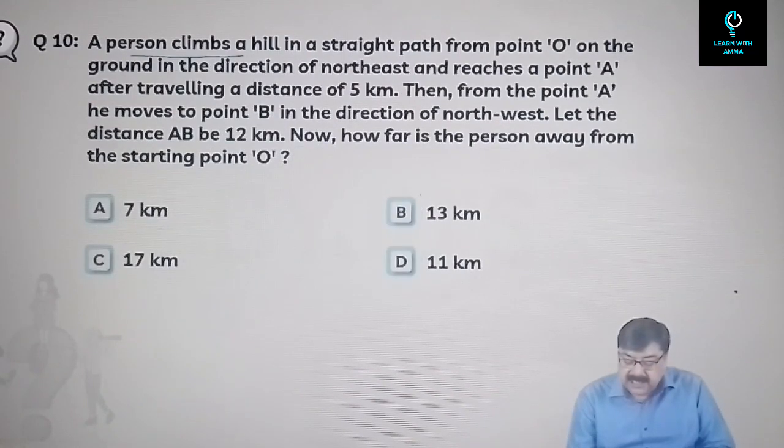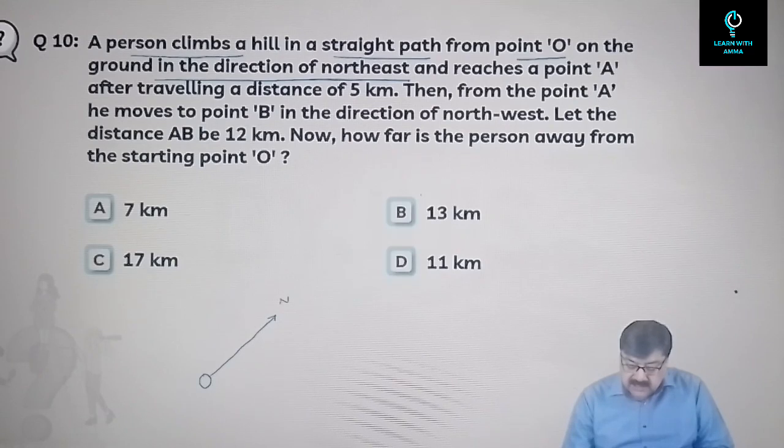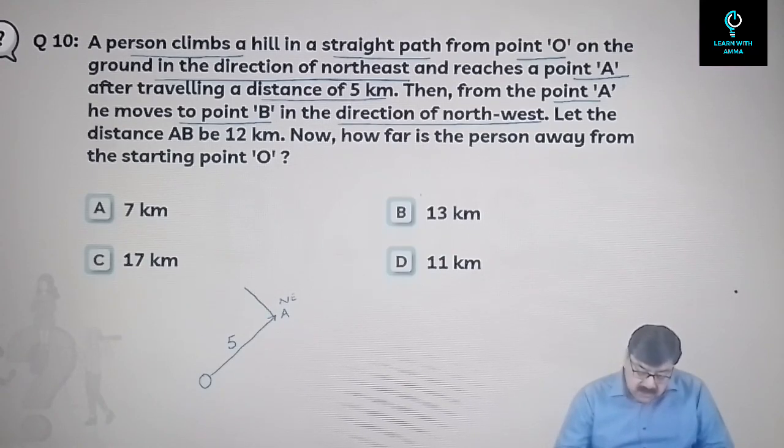Now a person climbs a hill in a straight path from point O on the ground in the direction of northeast. If a person is moving towards northeast, while solving the question and drawing a diagram, you will have to assume this is perfect northeast. So the person starts from point O, moves towards the northeast direction and reaches a point A, which is given here, after traveling a distance of 5 kilometers. This is 5 kilometers. Then from the point A, he moves to point B in the direction of northwest. So this is northwest. Now let the distance AB be 12 kilometers.